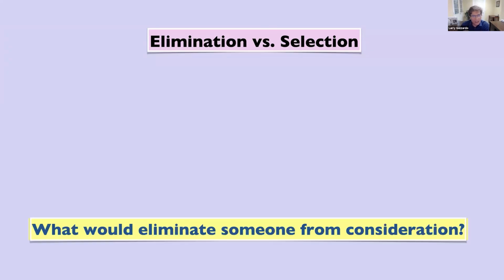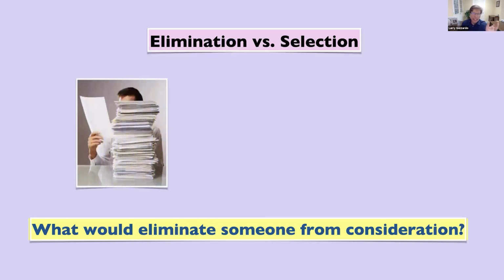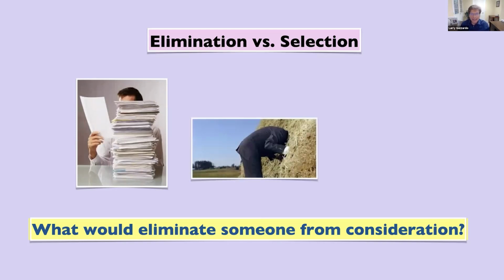So when you start getting phone calls and you start getting resumes, think of it as an elimination versus a selection, because you want to consider what would eliminate somebody from consideration. When you're looking at a stack of resumes, you can't think, well, out of this whole big bunch, who's the perfect person? That's too hard. But it's much easier to say, this is not a good fit. That one's not a good fit. Otherwise it's like looking for a needle in a haystack. It gets very, very difficult.